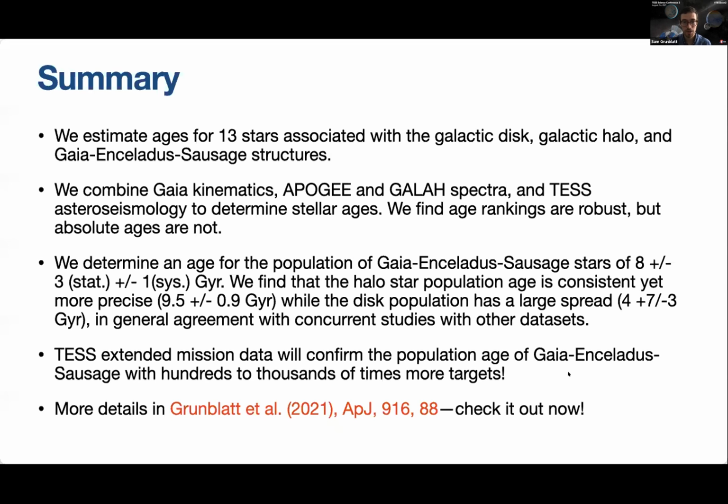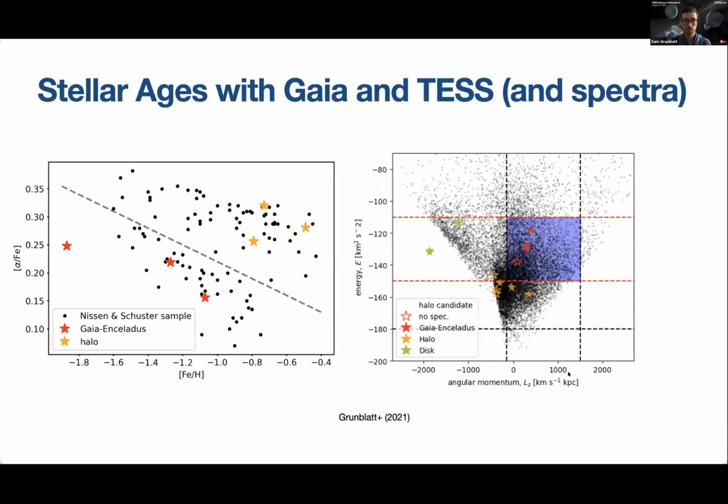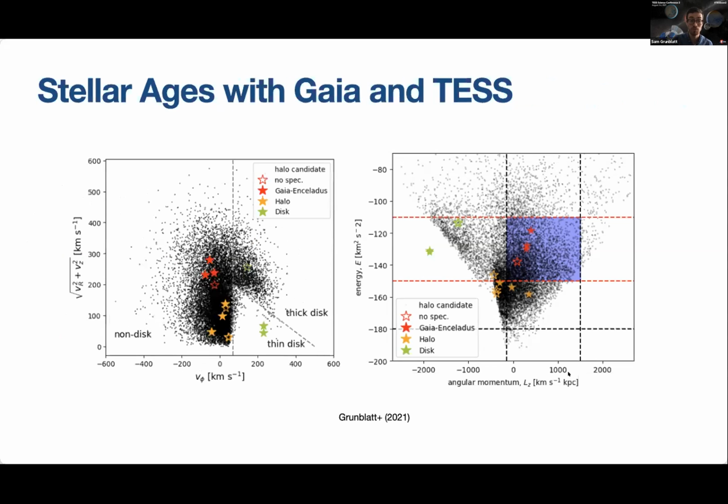The way that we determined that is essentially going back to this plot here on the right. The red and black lines are the definitions of the Gaia Enceladus sausage from the Helmy et al. 2018 paper and the Koppelman et al. 2019 paper, in black and red respectively. We said if stars fall into that blue box, they're Gaia Enceladus stars, and if they fall outside of it, then we determined they were halo stars. And then based on the Toomre diagram, we made that division between halo stars and disk stars.